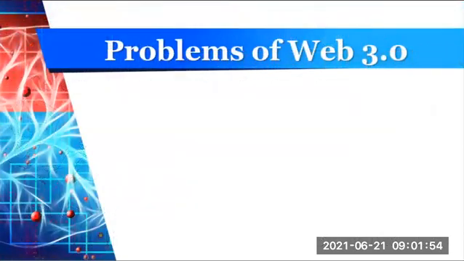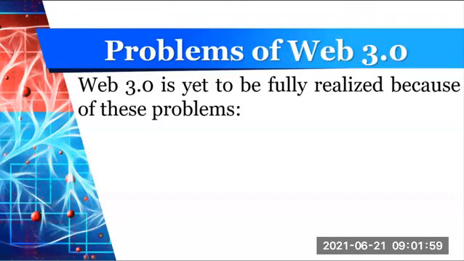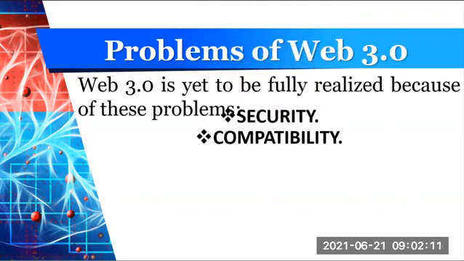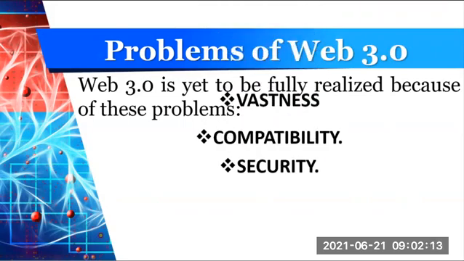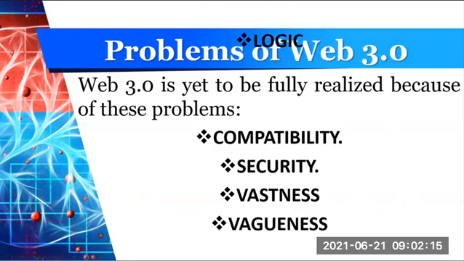But Web 3.0 is yet to be fully realized because of some problems. So hindi kumbaga agad nagagamit itong Web 3.0. So these are some of the problems. So the first one, we have the compatibility. We also have the security, the vastness, vagueness, and the logic. So isa-isahin natin bakit nga ba naging problema yung bawat isang yan sa paggamit ng Web 3.0.